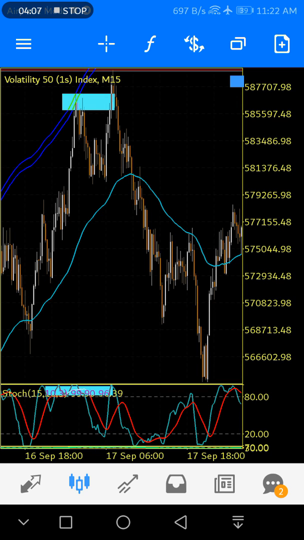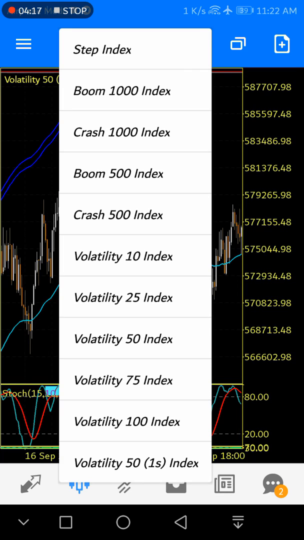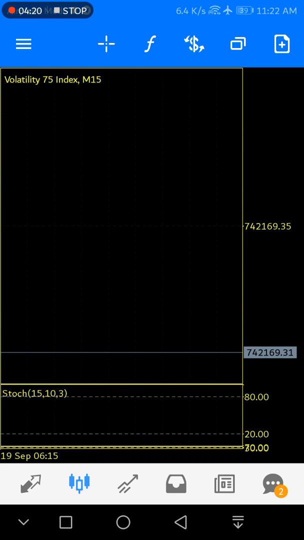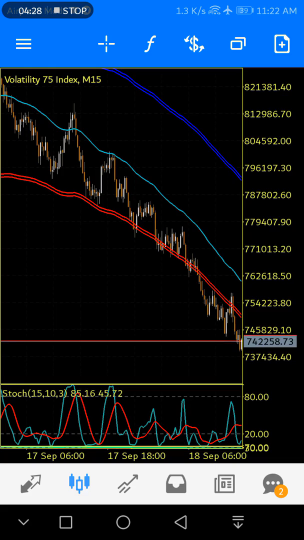So this is the way forward to make money in the financial market using this strategy, so you guys can make it easily. So let's move on to the volatility 75 index. A lot of people wish to trade on the volatility 75 index. They love to trade on Volatility 75 always. So look, let me show you the M15 time frame.